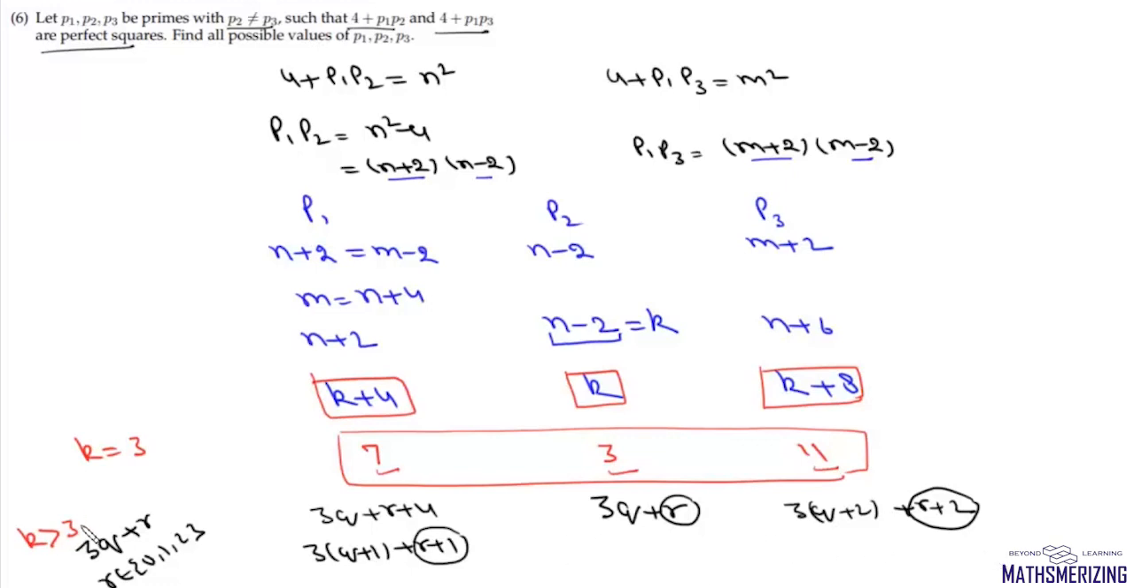So that means for k greater than 3, there will be no such P1, P2 and P3. So the only values possible for P1, P2 and P3 are 7, 3 and 11.